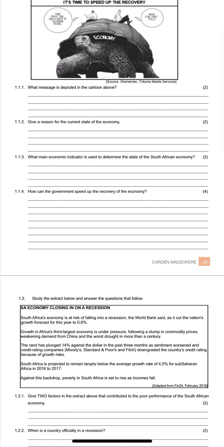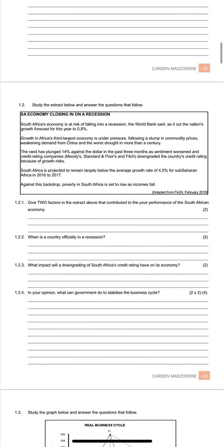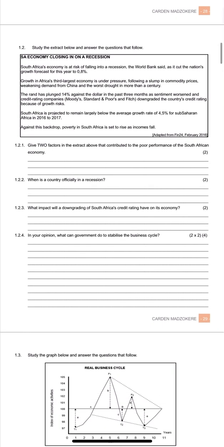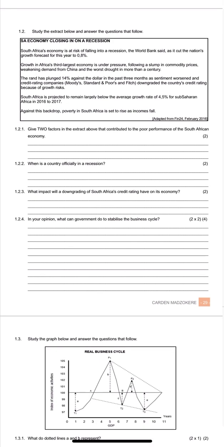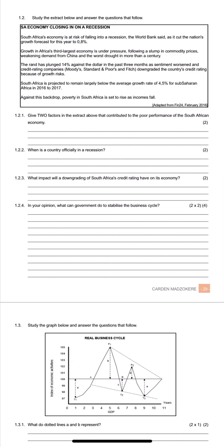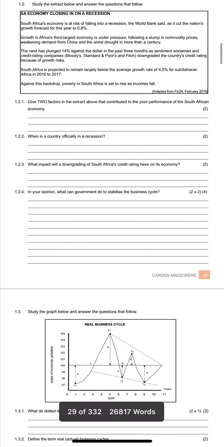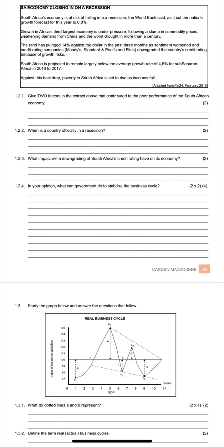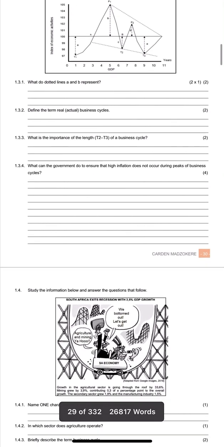So the word current here will not necessarily require you to think of what's current as in today. Because when the paper was set, something was happening in the economy, and that was described by the cartoon. So you stick to the cartoon and you answer based on that, not necessarily what's happening right now, because maybe good things are happening and the cartoon is giving you a different story. So you just stick to that, okay? Essays economy closing in on a recession. So just read this and then answer questions. So that's why we call it data response.